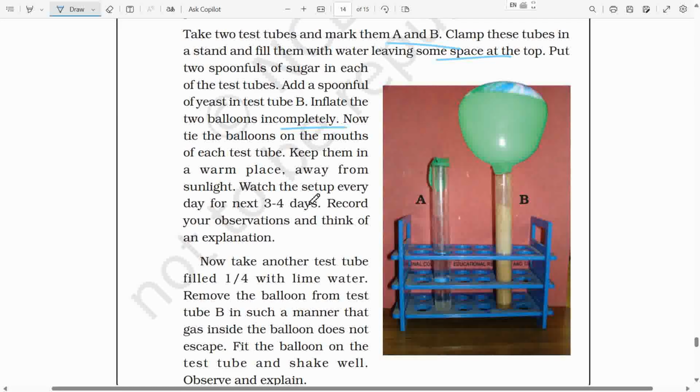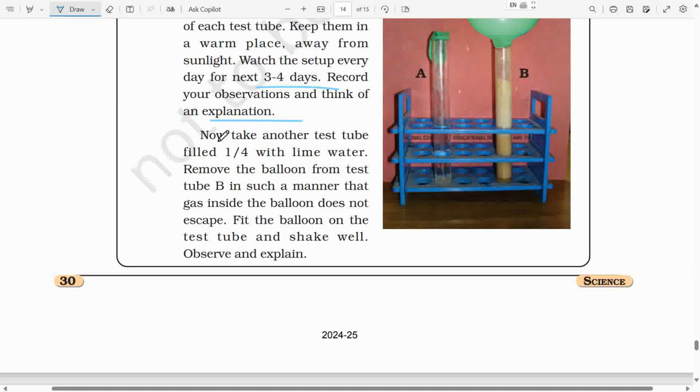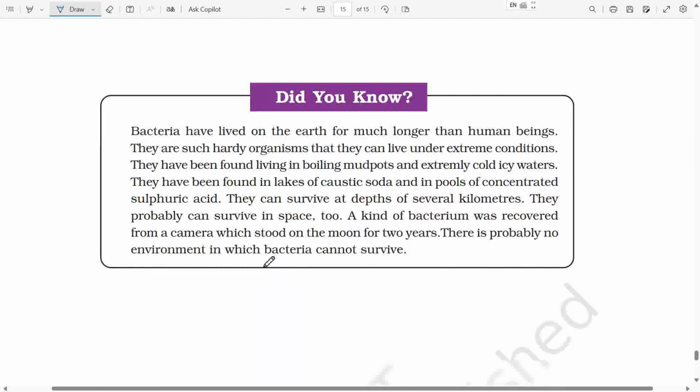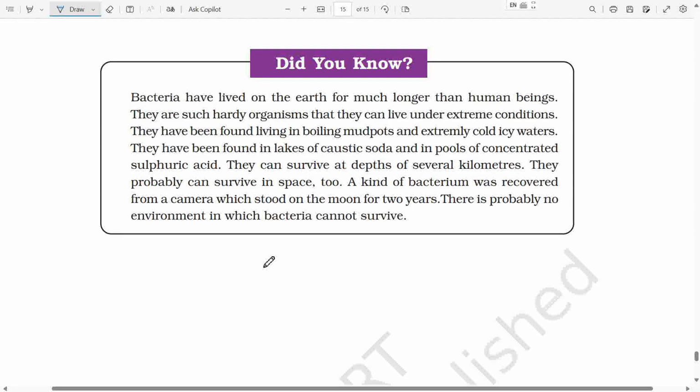Keep them in a warm place, away from sunlight. Watch the setup every day for the next 3-4 days. Record your observations and think of an explanation. Now, take another test tube filled 1/4 with lime water. Remove the balloon from test tube B in such a manner that gas inside the balloon does not escape. Fit the balloon on the test tube and shake well. Observe and explain.